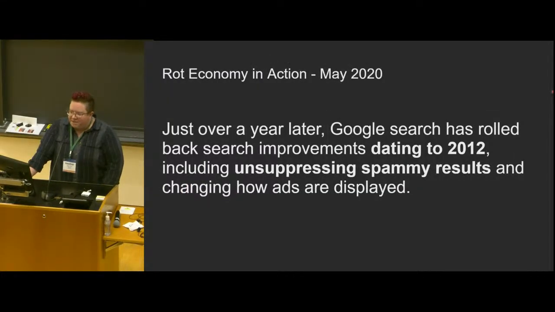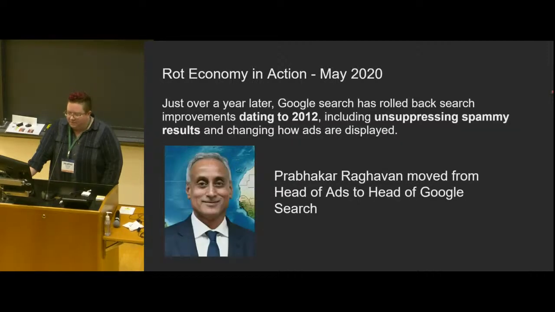So fast forward to May 2020. Google has rolled back search improvements dating back to 2012, including unsuppressing everything they'd put in place to prevent spammy results, completely changing how ads display, and addressing that pesky little query issue. And what is the result of this? Well, Prabhakar Raghavan is moved from head of ads to head of search. And Ben Gomes is moved over to Google Learning, where he will never again get in the way of the money.